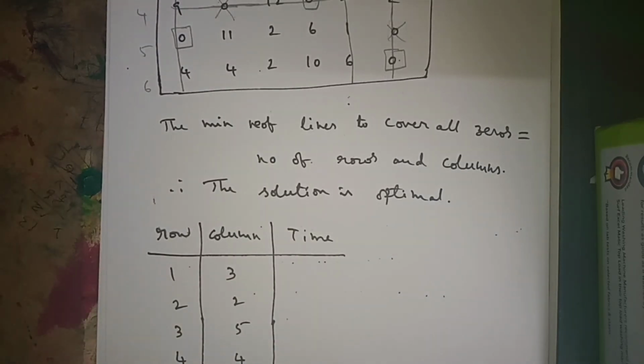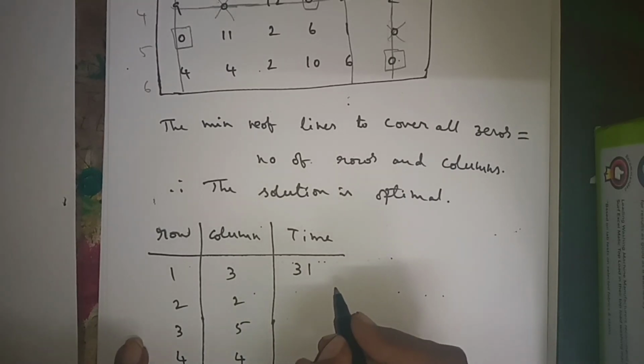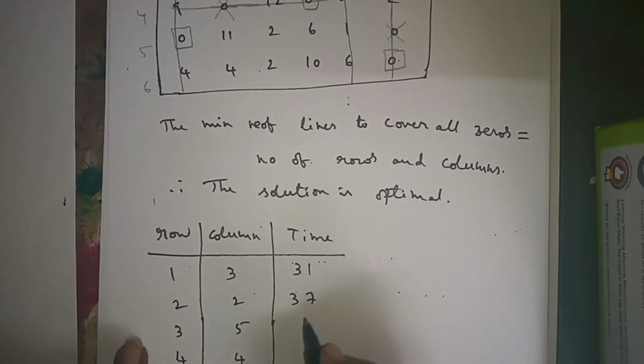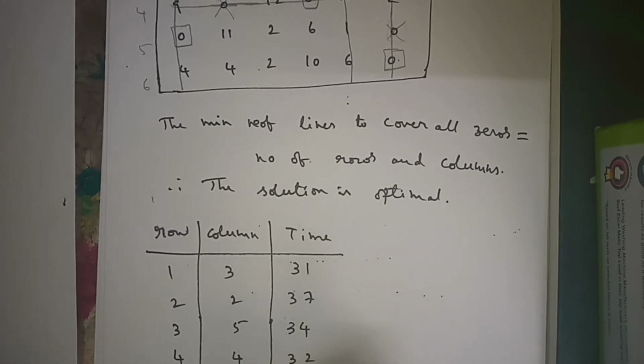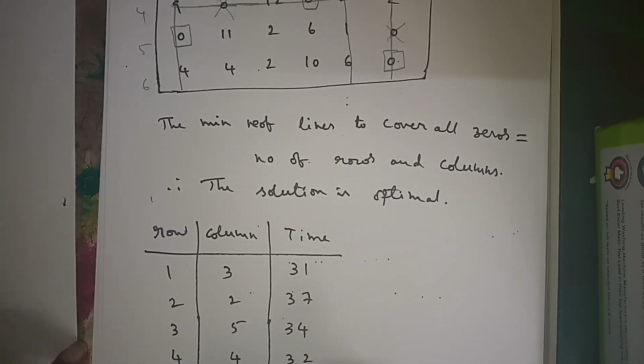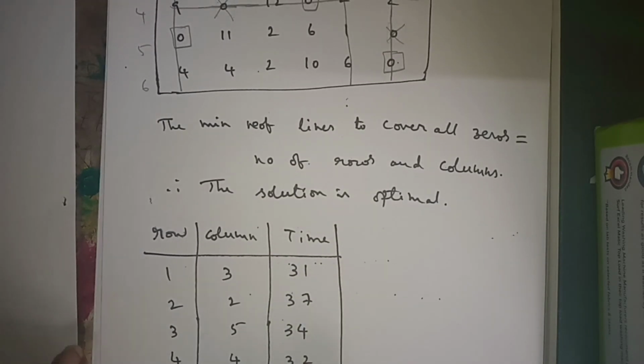Now go to the given problem. In the given problem, what are the values there? First row, third column, how much is there? 31. Second row, second column, 37. Third row, fifth column, 34. Fourth row, fourth column, 32. Fifth row, first column, 32. Sixth row, 0. If you add all these values, whatever the time you have got, that is the answer.